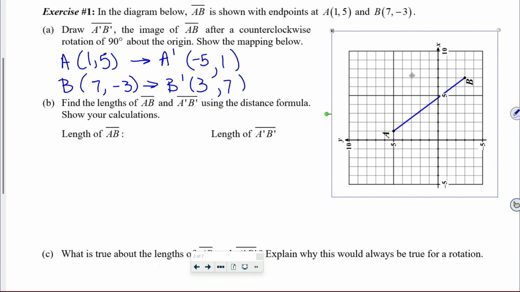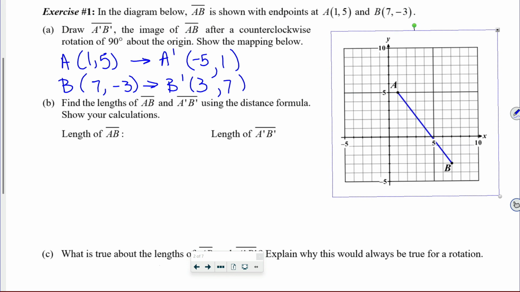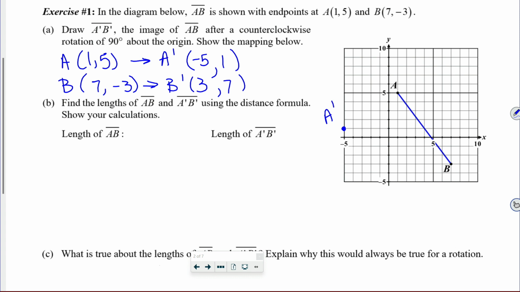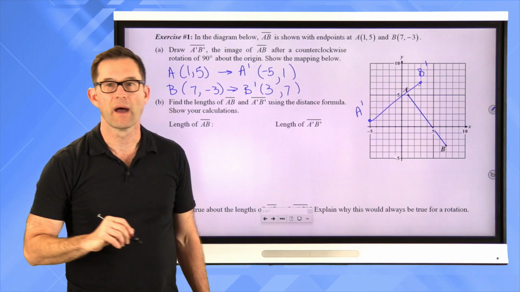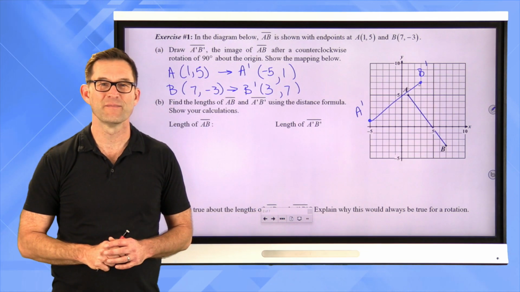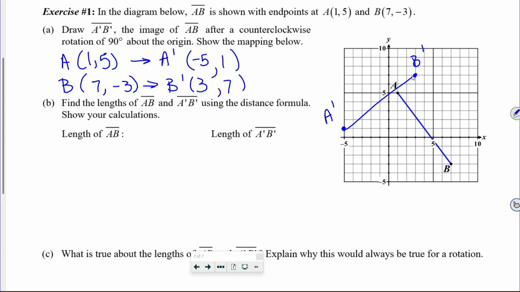And once you do that, you then move your piece of paper back and you plot. So A' is at (-5, 1), and B' is at (3, 7). And then I'm just going to kind of hand sketch this in. Should have had my ruler, but somehow I don't. Anyway, there it is. Simple enough.